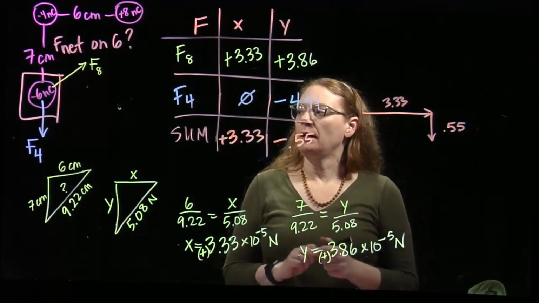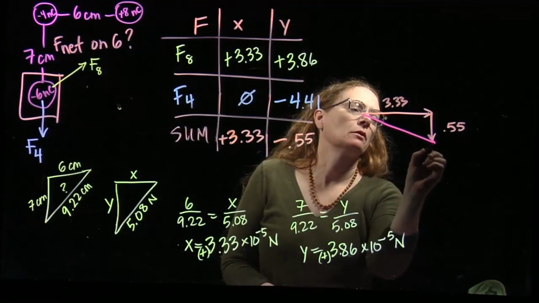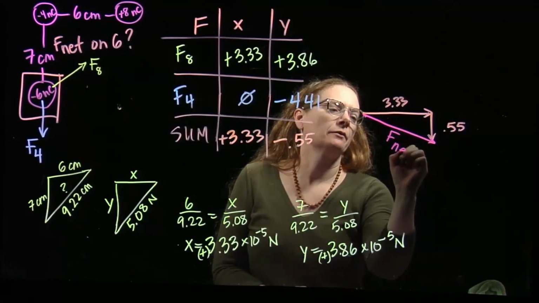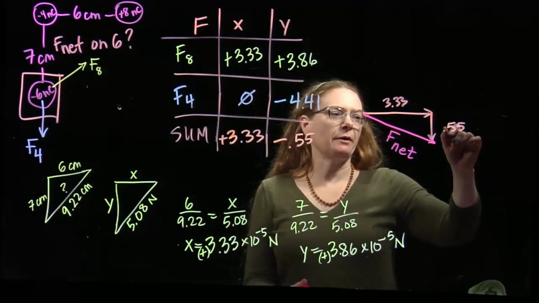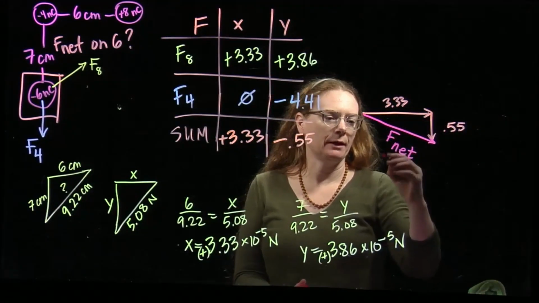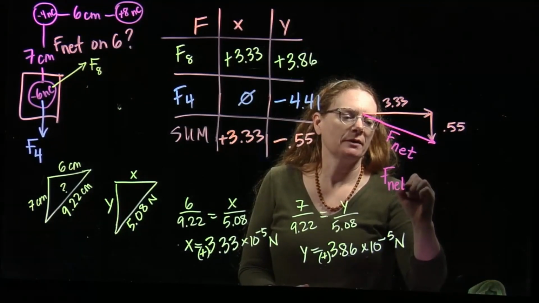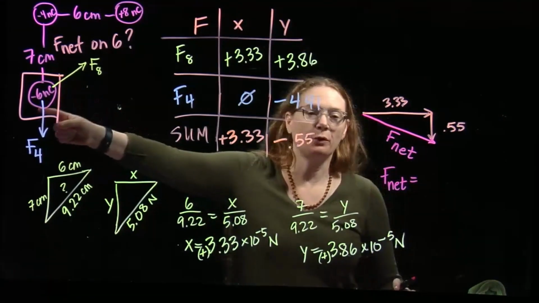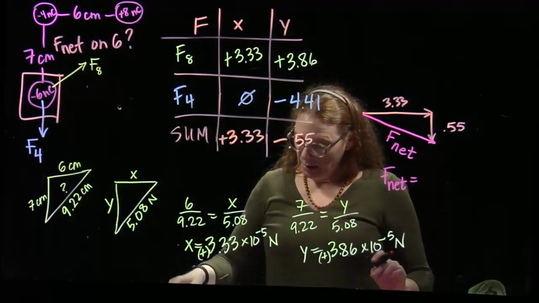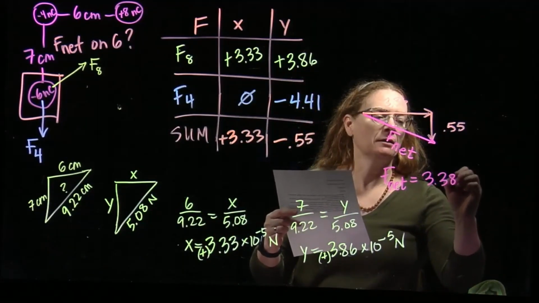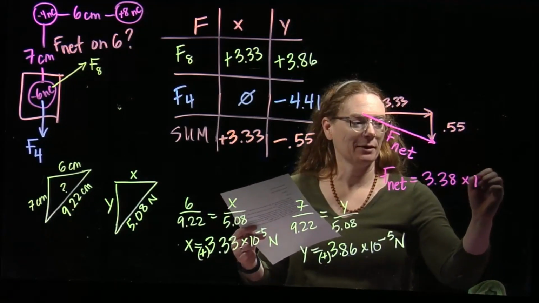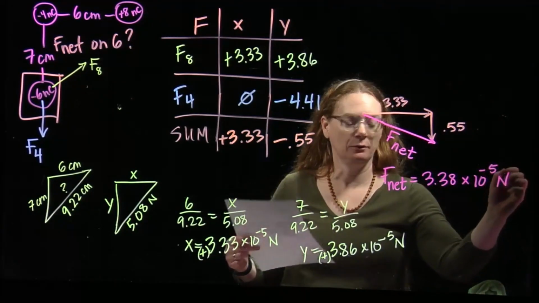Then, net force is going to be the hypotenuse of this triangle. 3.33 squared plus 0.55 squared equals F net squared. The net force, the size of the total force acting on the 6, is 3.38. And don't forget to put those exponents back in, times 10 to the minus 5 newtons.